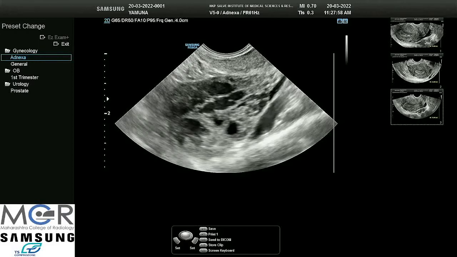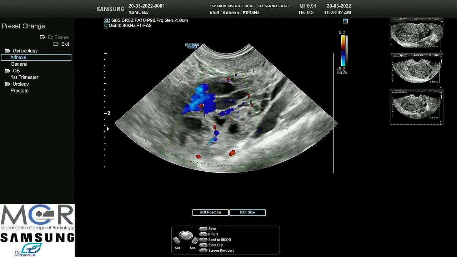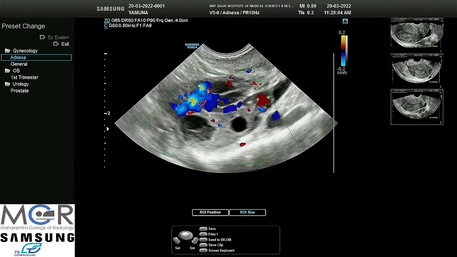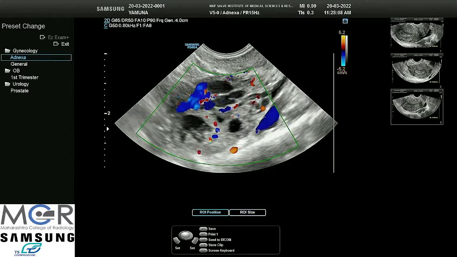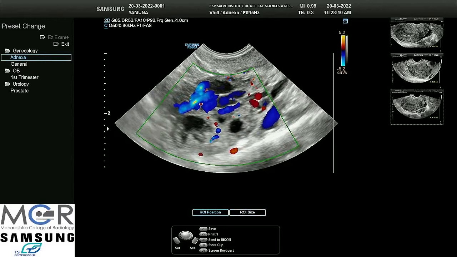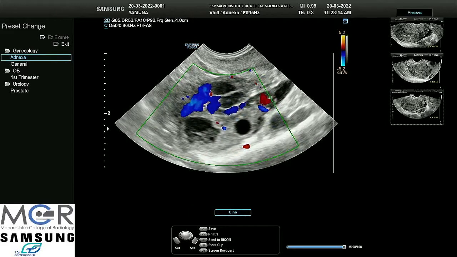Now, can we put color in this? Increase the angle a little, yeah. So now we are trying to see that. And what is the frequency that you have kept? Can you freeze it? Yeah. So I think the frequency of the color should be around 5. Yeah. So now we will take measurement of this follicle.